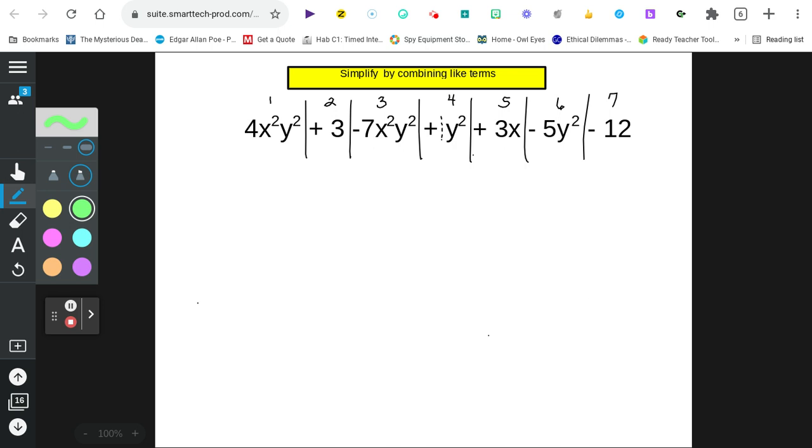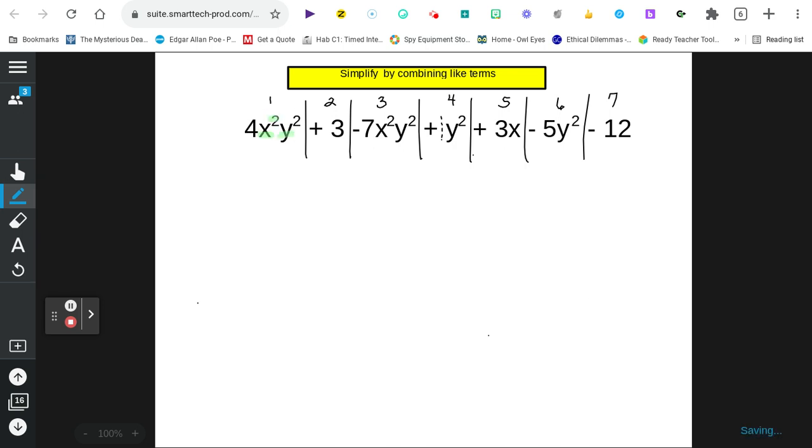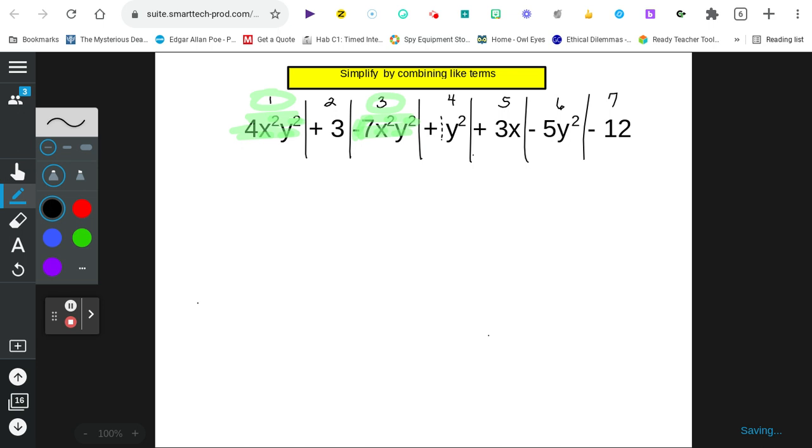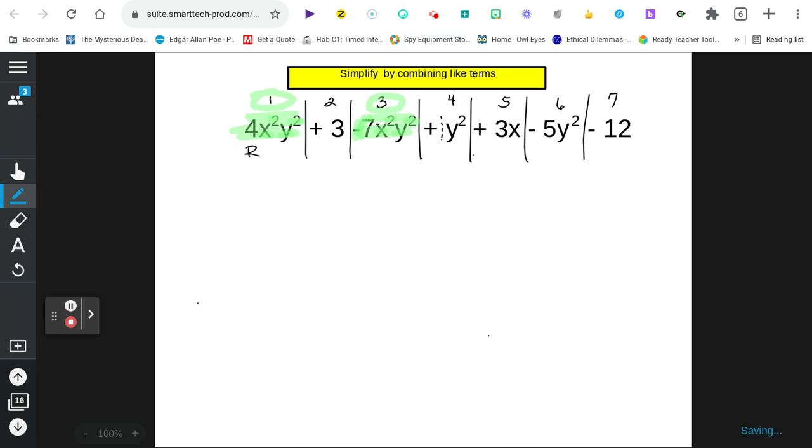All right, so term 1 has x to the second, y to the second. There's x to the second, y to the second. So term 1 matches term 3. Let's go ahead and knock that out of the way. There are no other matches for that. That's to the right, and -7 is to the left. So it gives me -3x squared y squared. Remember, we're not changing exponents when we're adding or subtracting coefficients. Okay, so let's see what else matches.